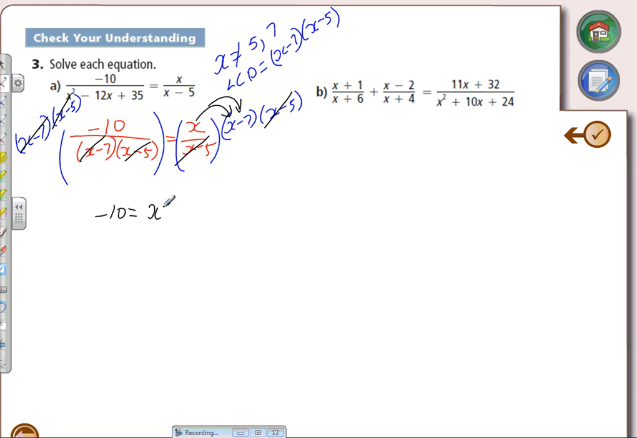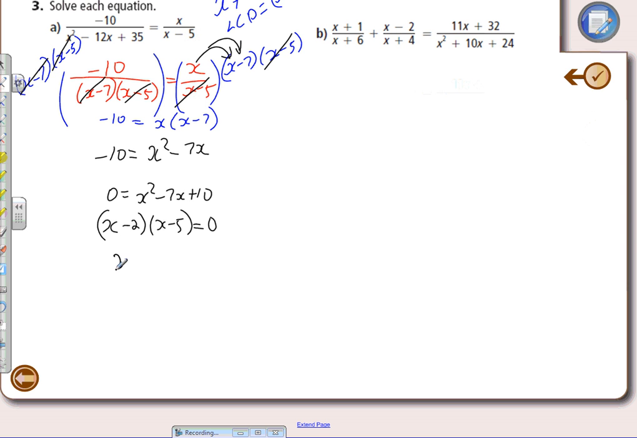So x squared minus 7x. Okay, if you want, you can write the line in above, if that helps you out. Equate to 0 and factor. Make sure that you are practicing your factoring here. So we've got negative (x minus 2)(x minus 5). So then x is either equal to 2 or 5.